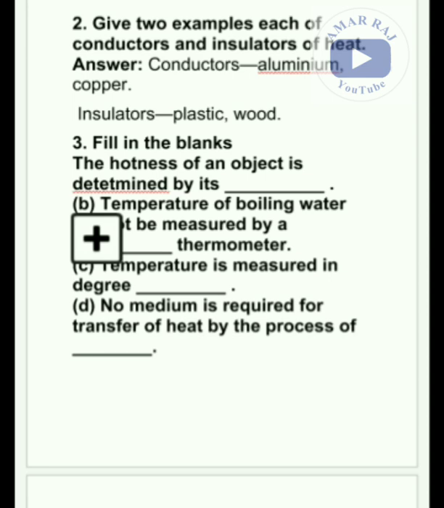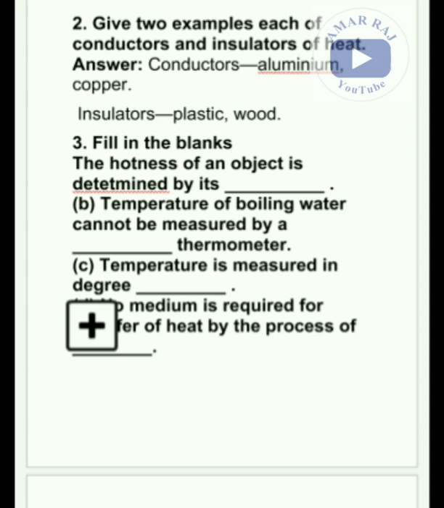Now 3B: temperature of boiling water cannot be measured by a dash thermometer. Which thermometer cannot measure it? Obviously the clinical thermometer. Now see 3C: temperature is measured in degree dash. So there may be degree Celsius or Fahrenheit, but degree Celsius is more common.